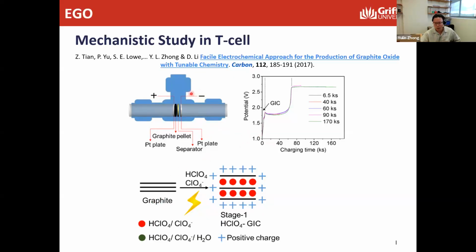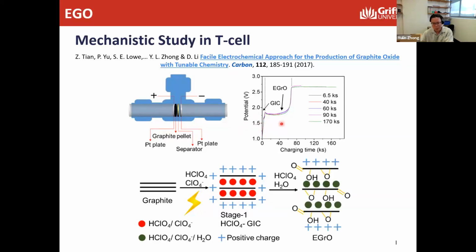We can apply a constant current and look at how the potential of the cell changes. From this charging curve, we can clearly see that in the very initial stage, the graphite is being intercalated, in this case with chloride ions. It's like charging a supercapacitor or battery. That is what's happening in the first stage, followed by a longer stage. If you leave the reaction to go on, the first stage intercalated compound would then be oxidized into what we call electrochemically produced graphite oxide.